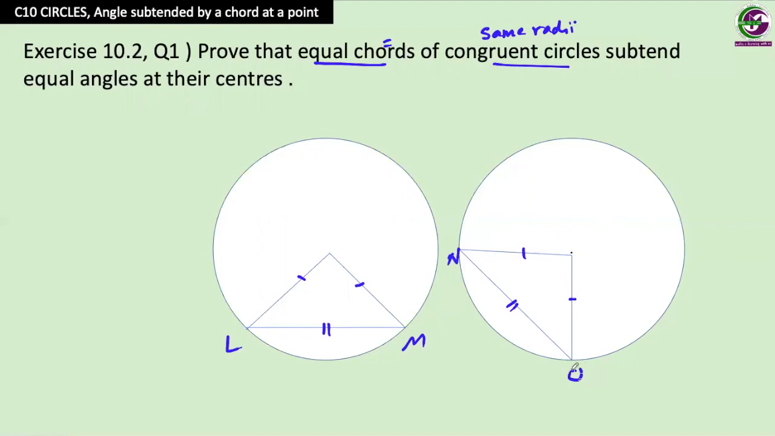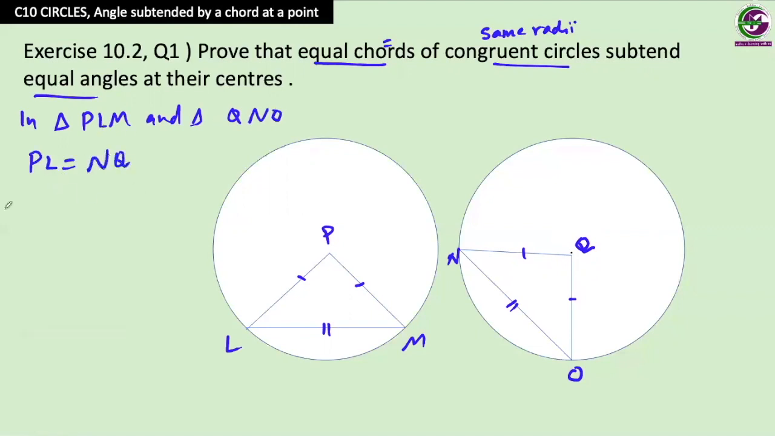We have two triangles again with two centers P and Q. Now we have to show that the angles subtended at the center are equal. Let us consider the triangles the same way. In triangle PLM and triangle QNO, we have PL is equal to NQ. Both of them are of same radii. Also, PM is equal to QO, same radii. And we are given that LM is equal to NO, equal chords.